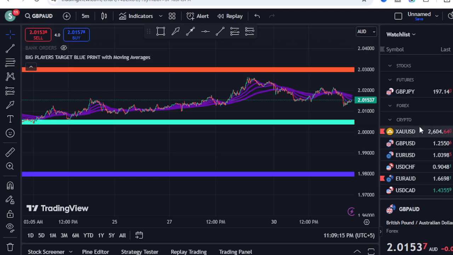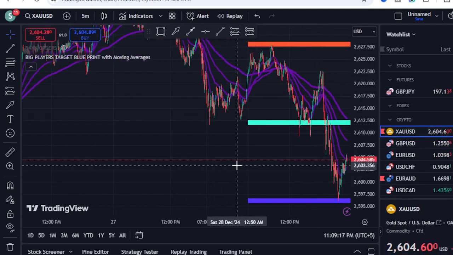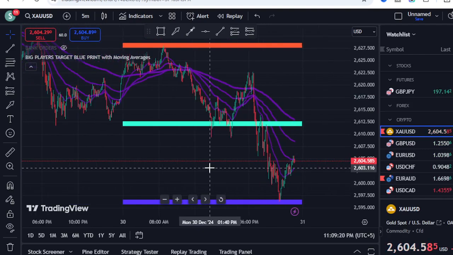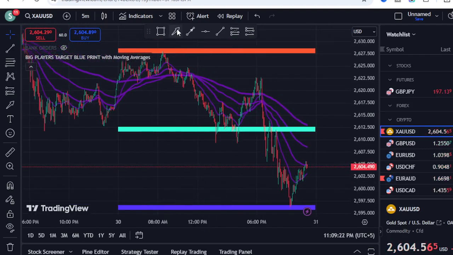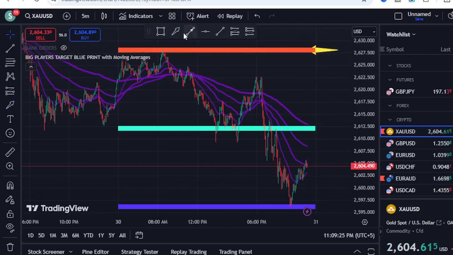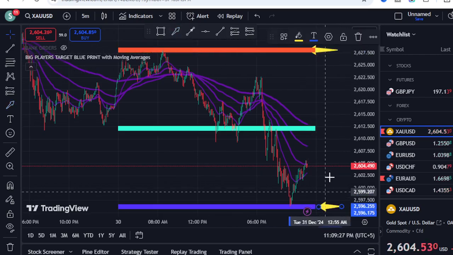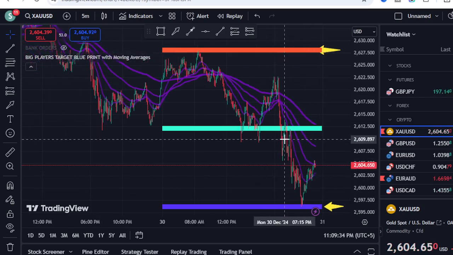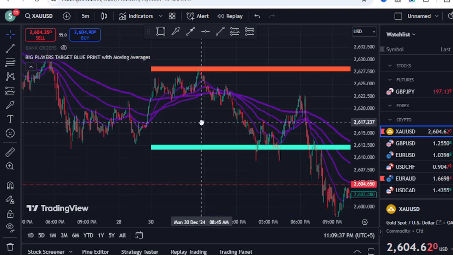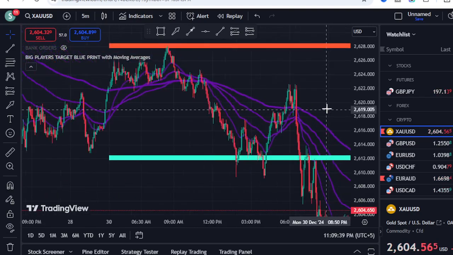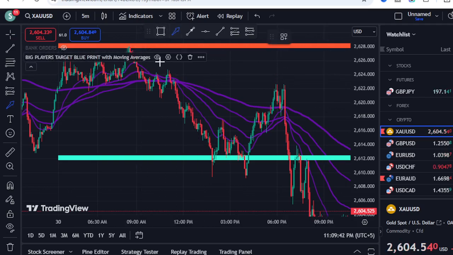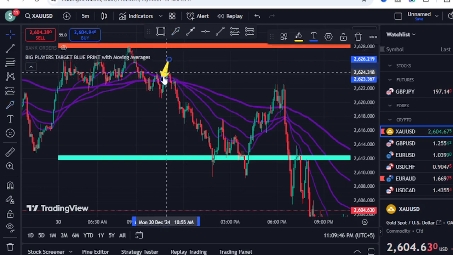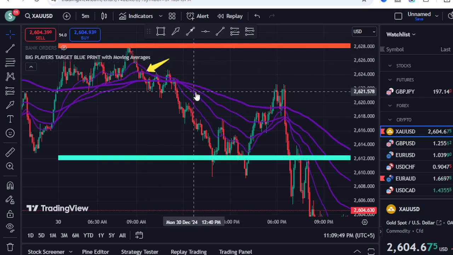Now let me show you. For example, if we go to any pair, just look at gold. First of all, basically the red level is for selling, and the lower blue level is for buying. But we will not immediately take our trades at the red or blue level. We will wait for the moving average confirmation, as it has the moving average function. Now you can see the market was rejected from the red level, but we will not take our trade from here. And you can see here the two moving averages cross over with each other.